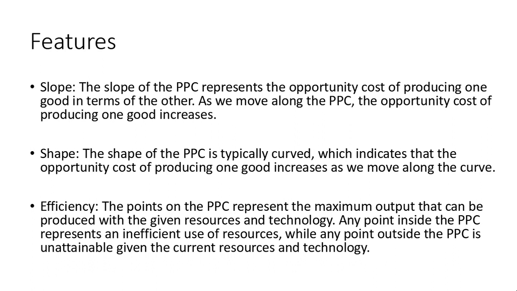Shape. The shape of the PPC is typically curved, which indicates that the opportunity cost of producing one good increases as we move along the curve. Efficiency. A point on the PPC represents the maximum output that can be produced with the given resources and technology. Any point inside the PPC represents inefficiency of resources, while any point outside the PPC is unattainable because our current resources and technology are very limited.